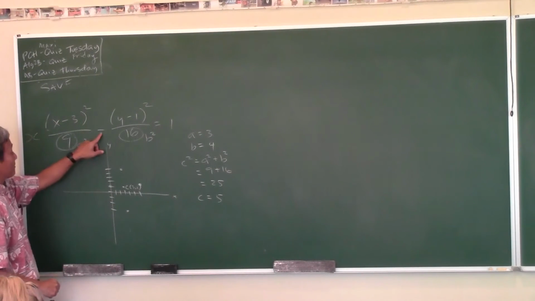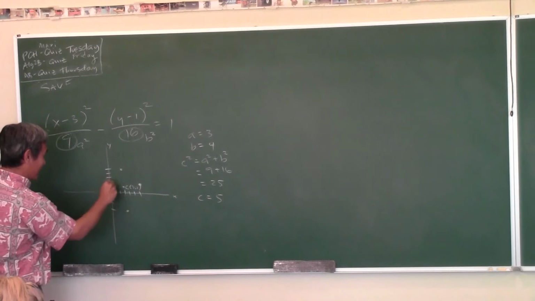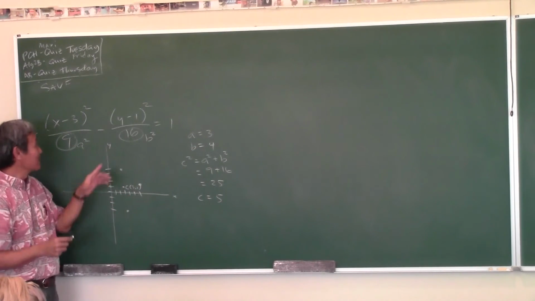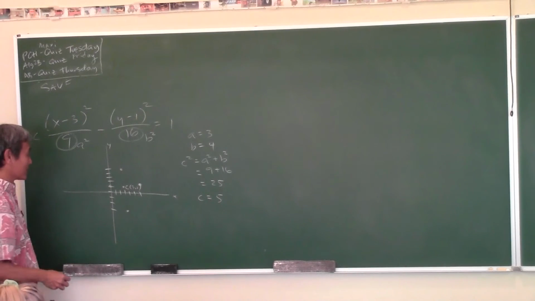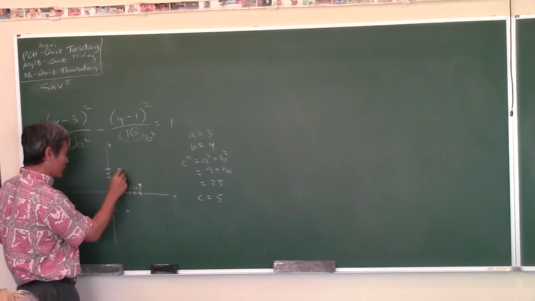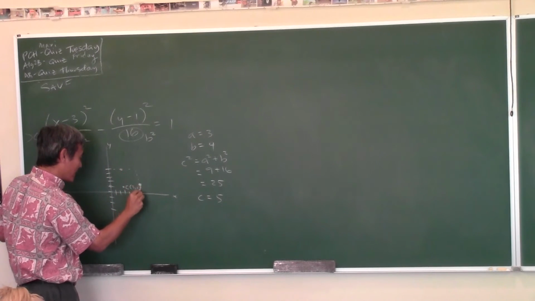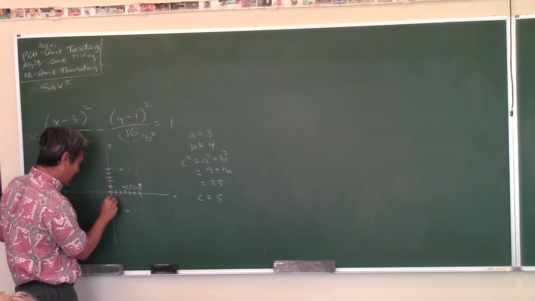Now, if this was a plus sign, wouldn't you just draw it like this already? Just make the ellipse right there? But this is not an ellipse. This is a minus sign. This is a hyperbola. So this is what you got to do. So using these 4 points, what you do is you make a rectangular box like that.